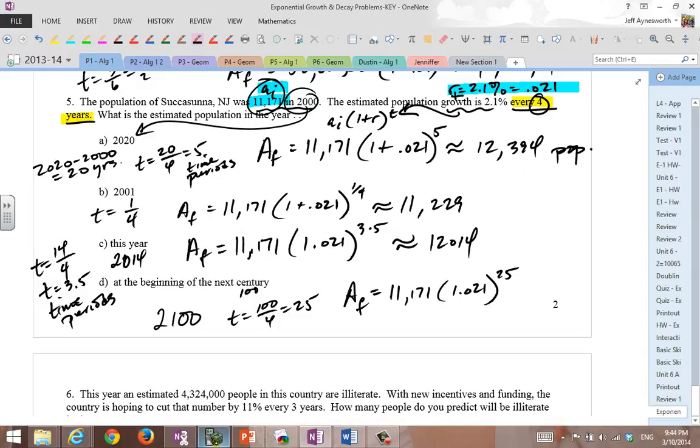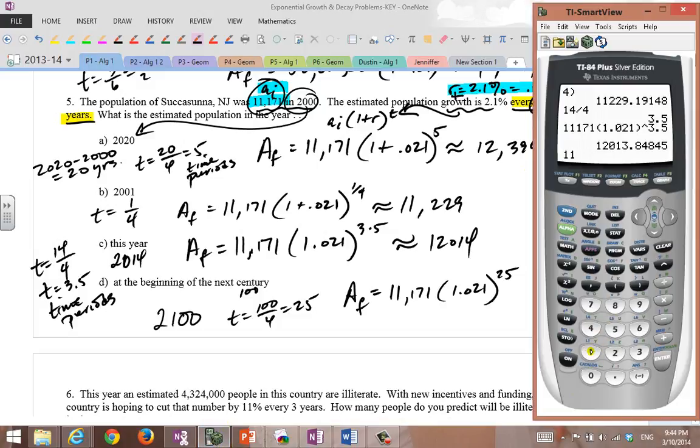Okay, so let's figure this out. We got 11,171 times 1.021 raised to the 25th power. All right, and that's about 18,782.